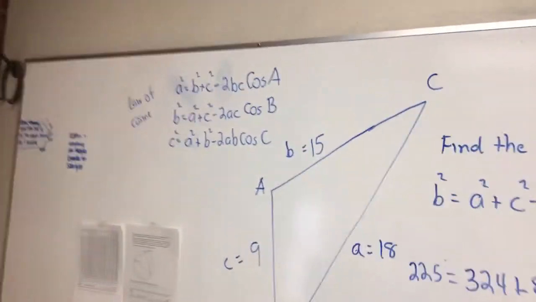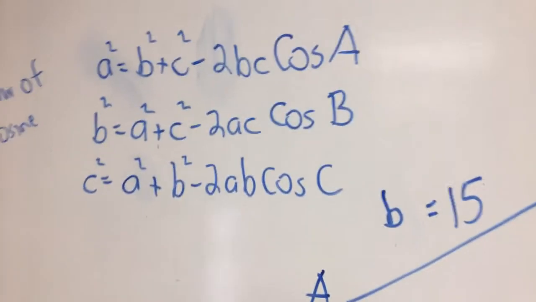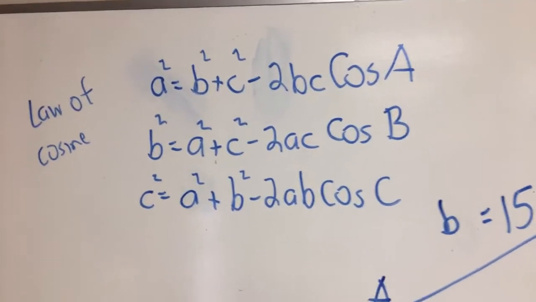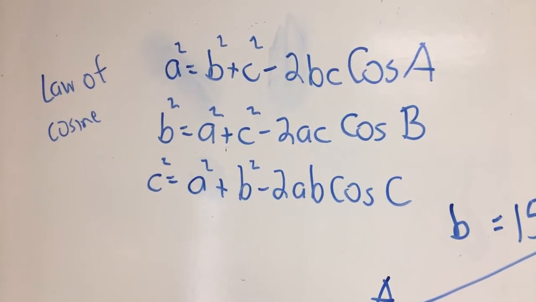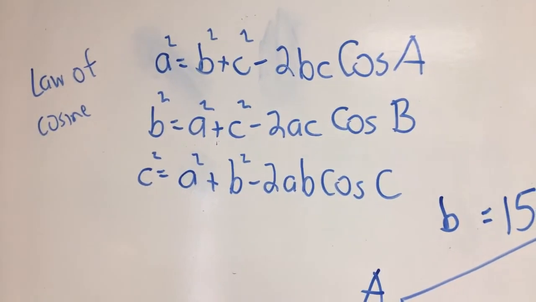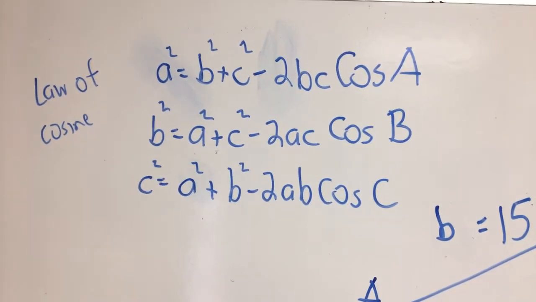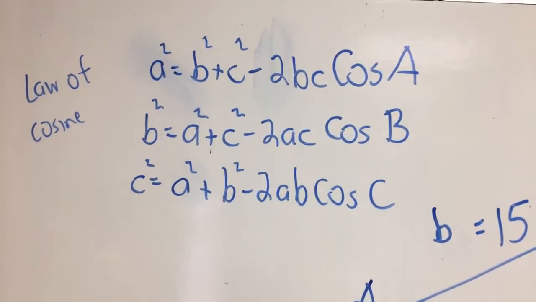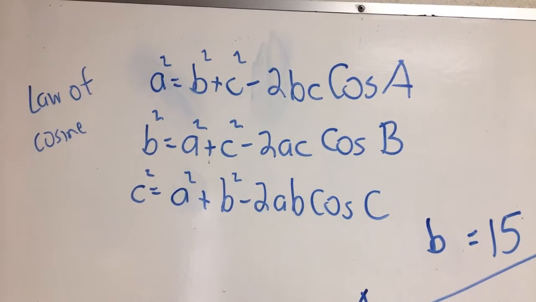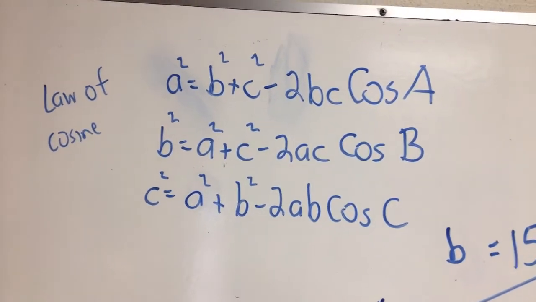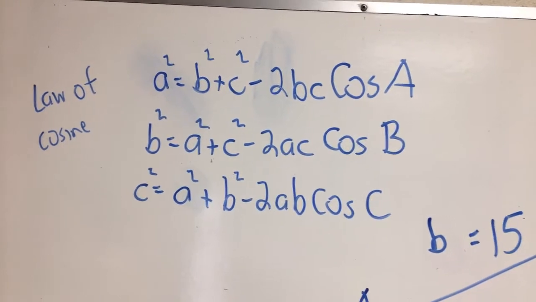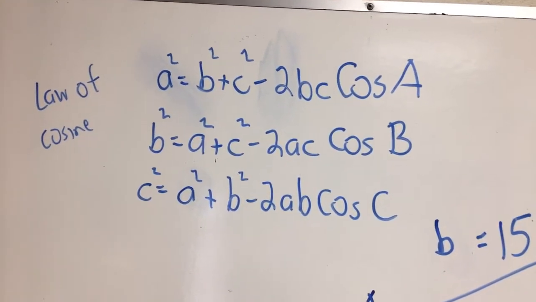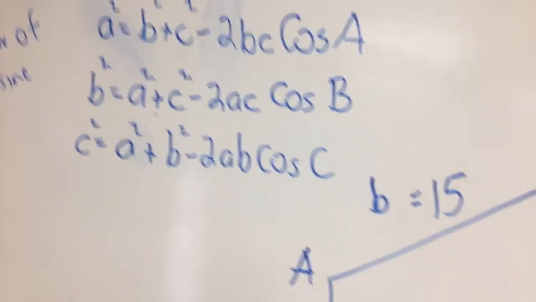Okay, there are three versions of the law of cosines. Now notice they look an awful lot like the Pythagorean theorem. They have the same a squared, b squared, c squared thing, but they have this piece on the end. If we were in class, we would actually derive those three, but there are a lot of nice YouTube videos on how to do that. So there's your law of cosines. So what can we do with them?